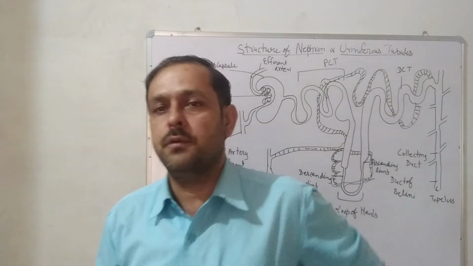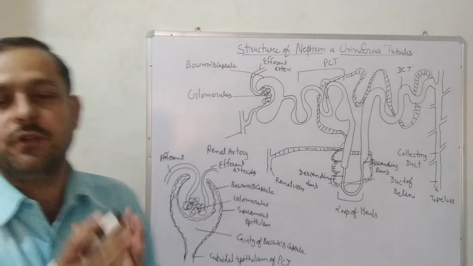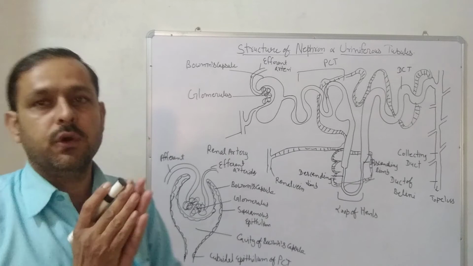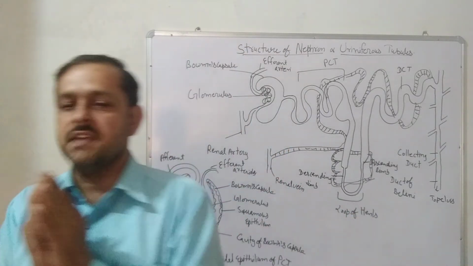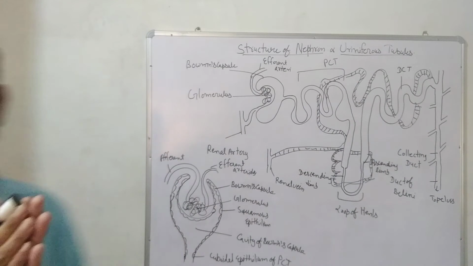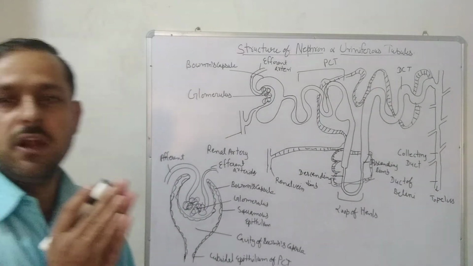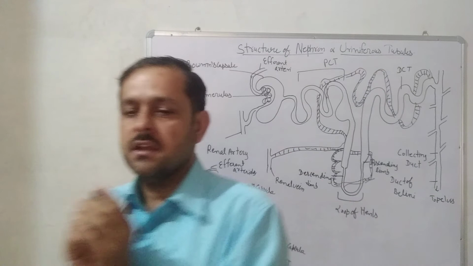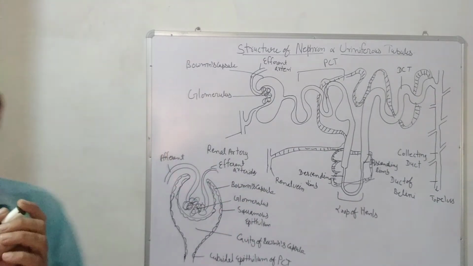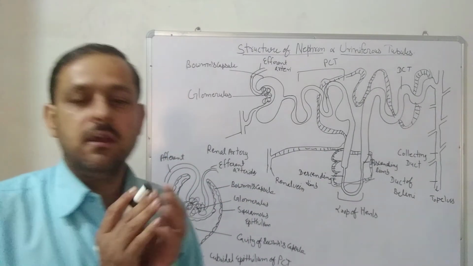What is nephron? Nephron is a functional unit of kidney. Each works as an independent unit and produces a minuscule amount of urine. The urine collected by various ducts from all nephrons is finally poured into the renal pelvis.